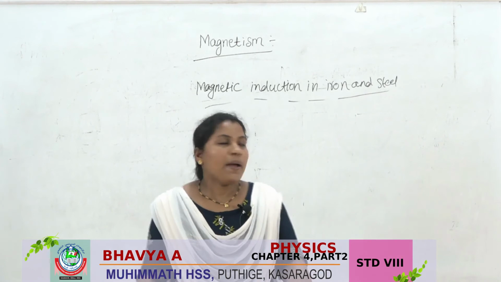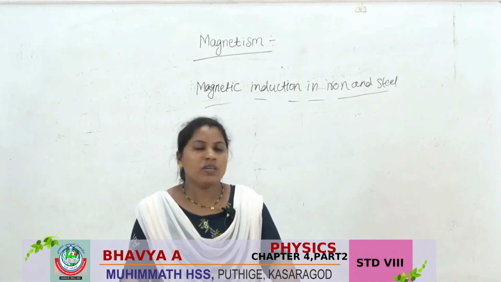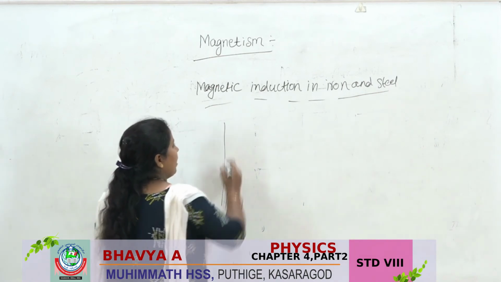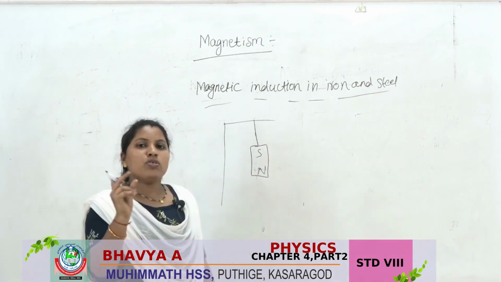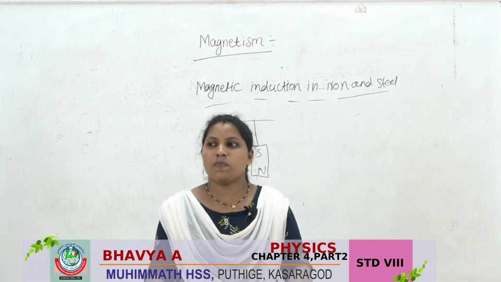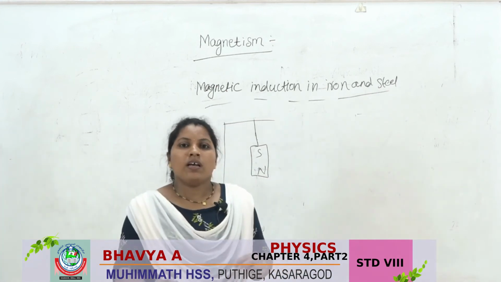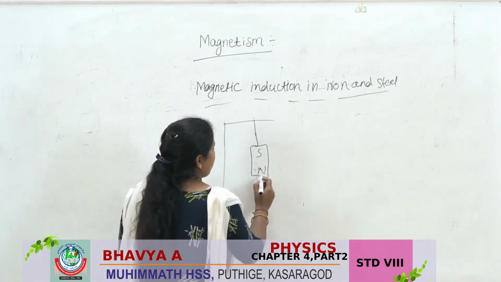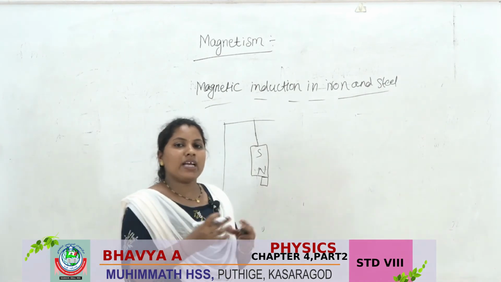Next we are discussing magnetic induction in iron and steel. Here there is one experiment. Take one bar magnet and tie it like that. There are two poles. Take two pieces of the same size, an iron piece and a steel piece. Bring a small piece of iron near this magnet. So what happened here? When this iron piece is brought near the bar magnet, attraction takes place.